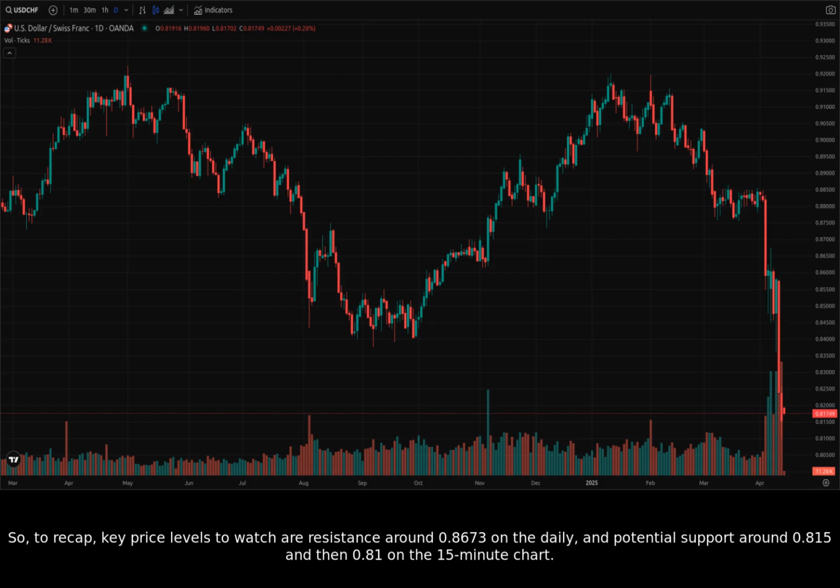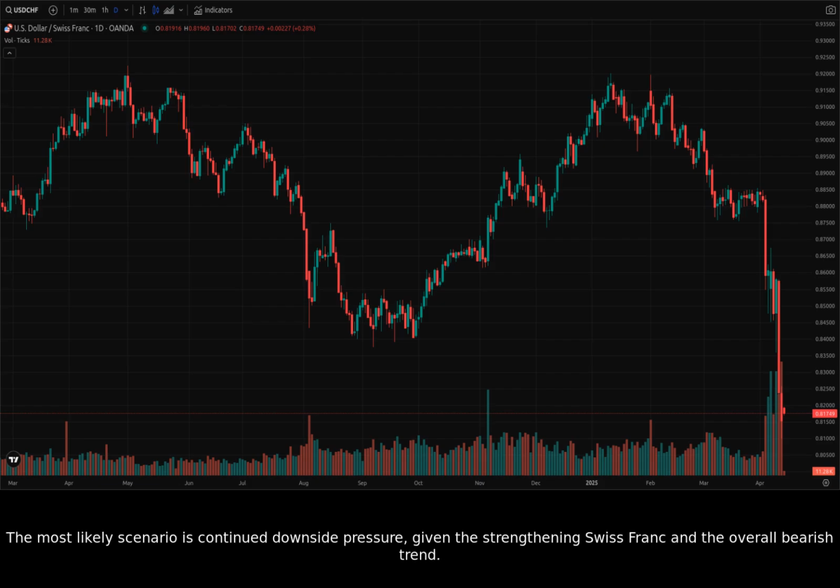So, to recap, key price levels to watch are resistance around 0.8673 on the daily, and potential support around 0.815 and then 0.81 on the 15-minute chart. The most likely scenario is continued downside pressure, given the strengthening Swiss franc and the overall bearish trend.